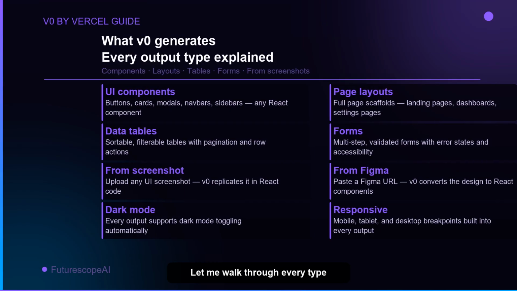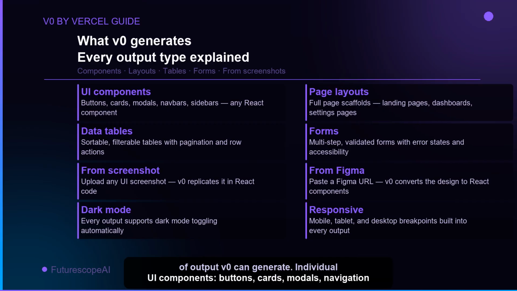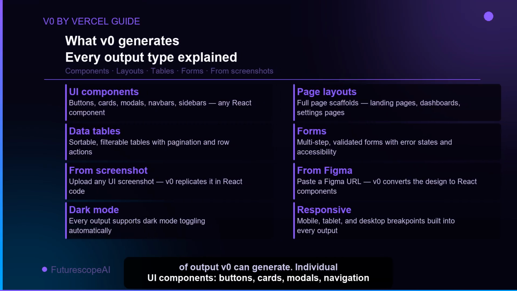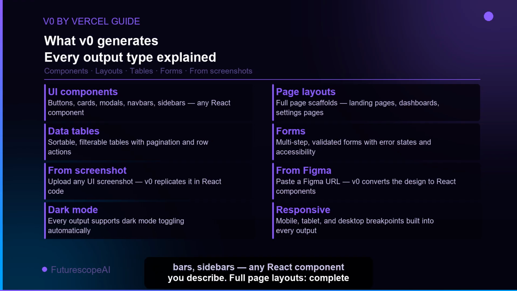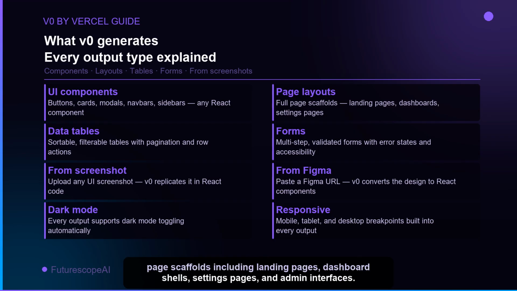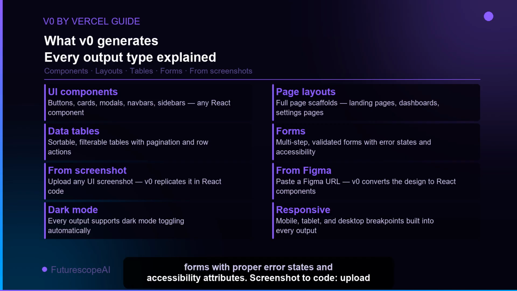Let me walk through every type of output V0 can generate. Individual UI components, buttons, cards, modals, navigation bars, sidebars, any React component you describe. Full page layouts, complete page scaffolds including landing pages, dashboard shells, settings pages, and admin interfaces. Data tables with sorting, filtering, pagination, and row actions. Forms, multi-step, validated forms with proper error states and accessibility attributes.